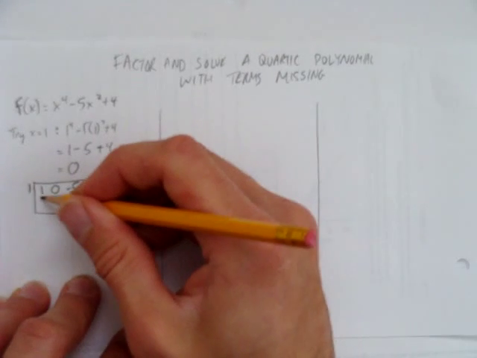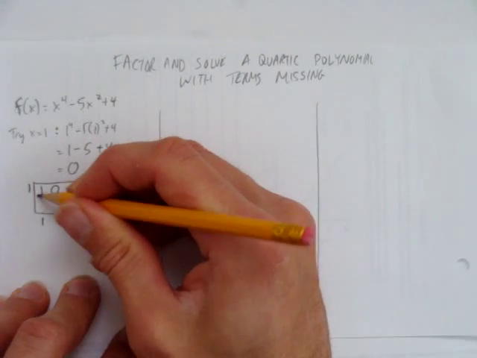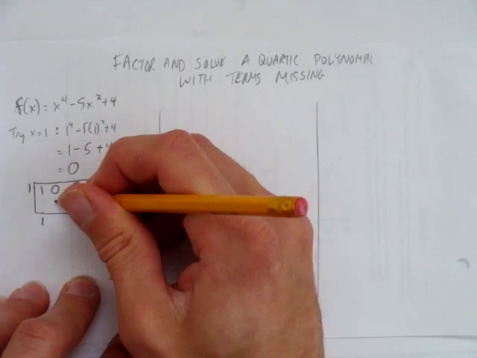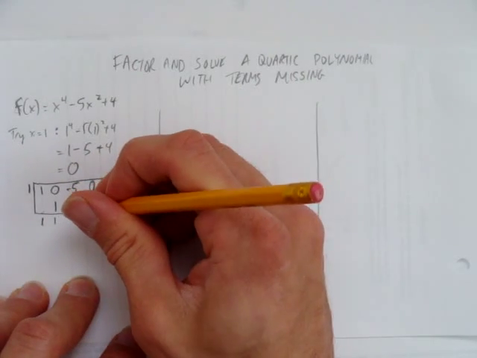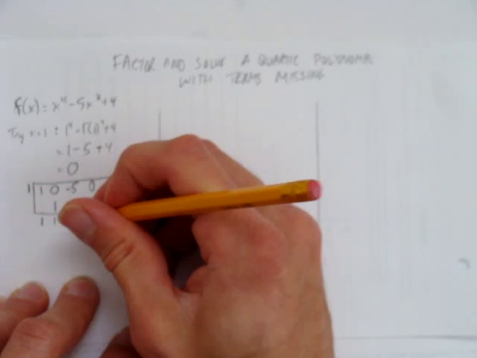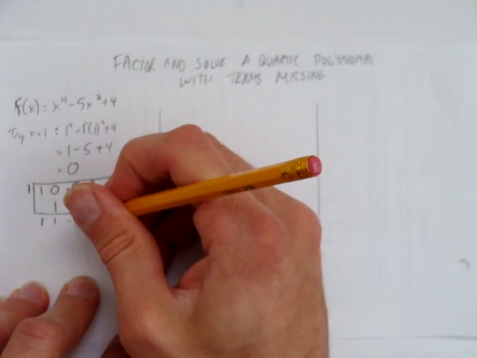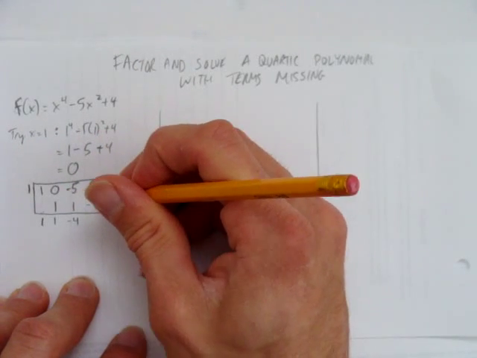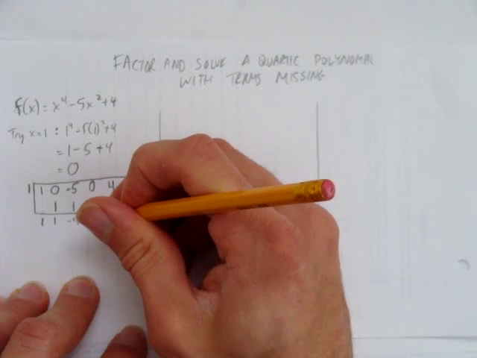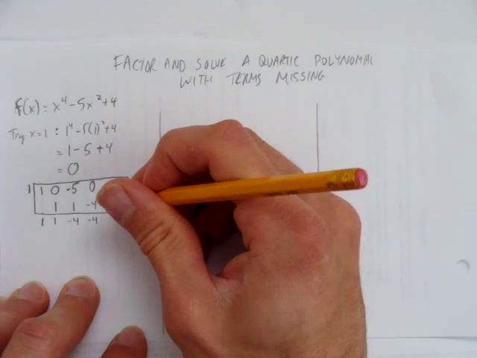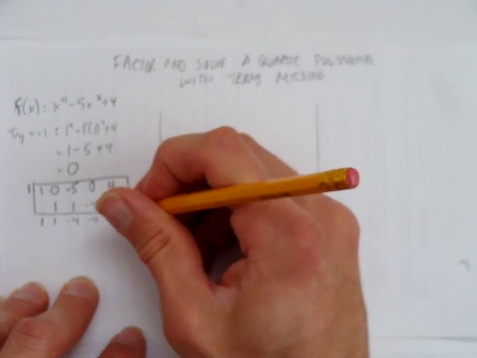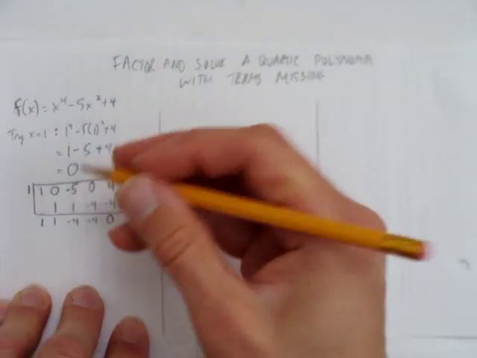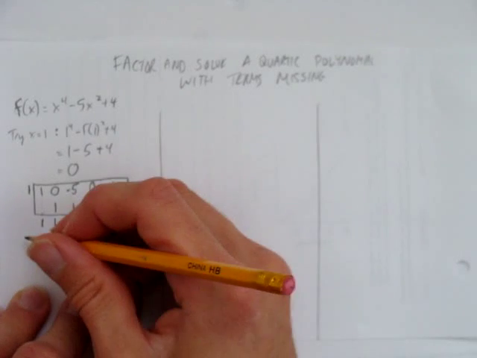You've watched those other videos. Bring the 1 down, you get a 1, multiply. 0 plus 1, add. 1 times 1, multiply. Negative 5 plus 1, add. 1 times negative 4, multiply. 0 plus negative 4, add. And then 1 times negative 4, multiply. 4 plus negative 4, add. And we get 0, which means we did it right. We factored.